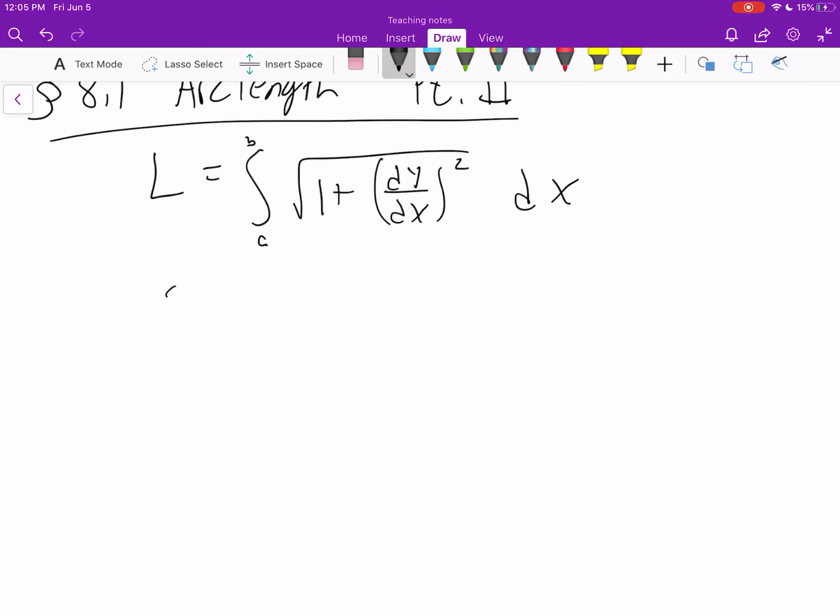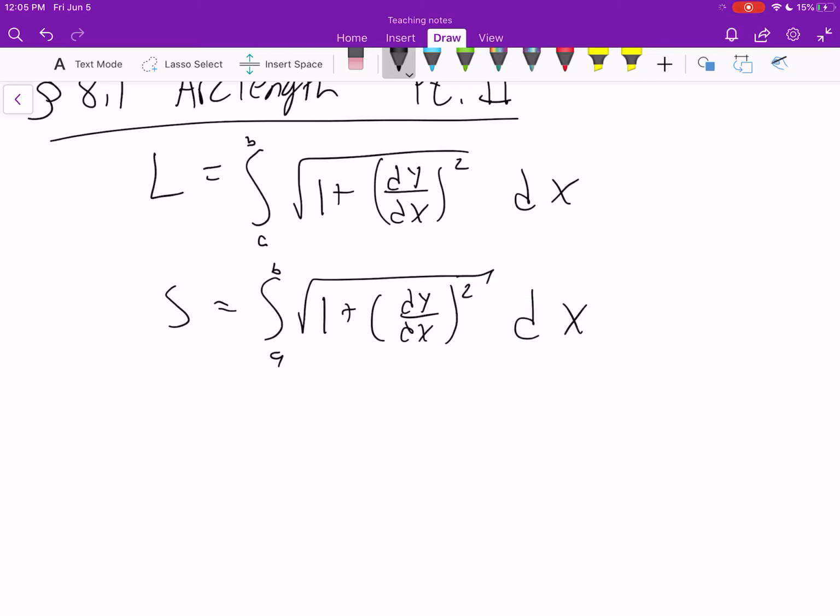But you also might see, instead of L, sometimes we use S for arc length. I actually don't know where that one comes from. I think it's just a historical thing. Or maybe it was named after a word in a different language where the word started with an S. Again, who knows? I might screw up because I'm used to writing S, but if I write S, I'm talking about arc length.